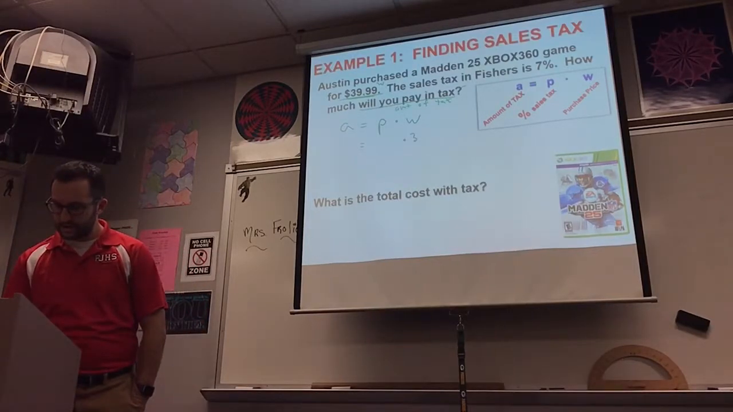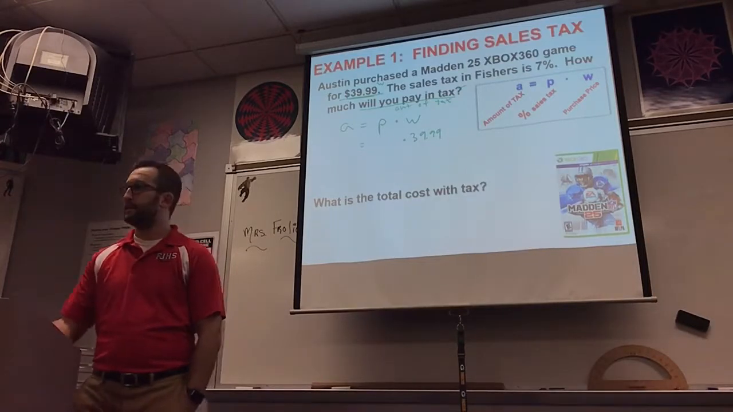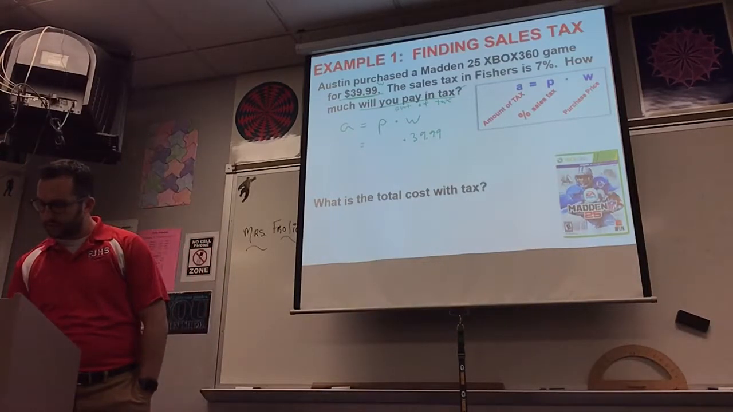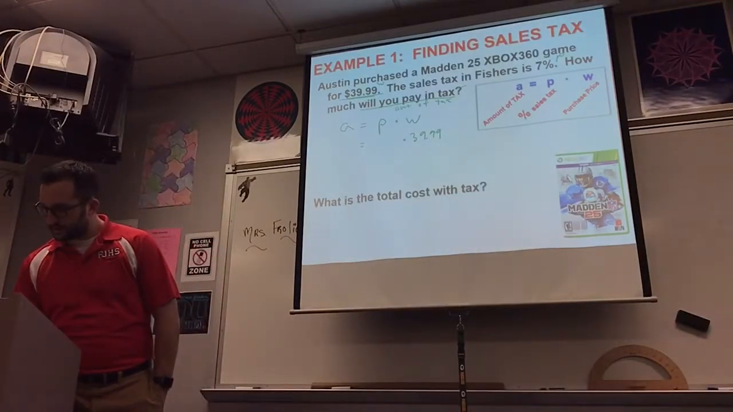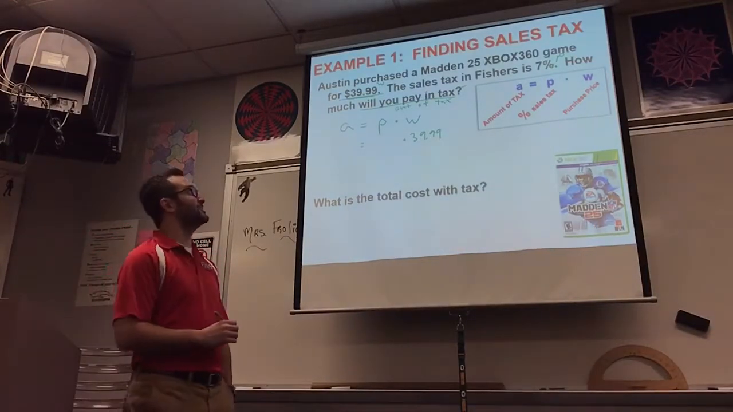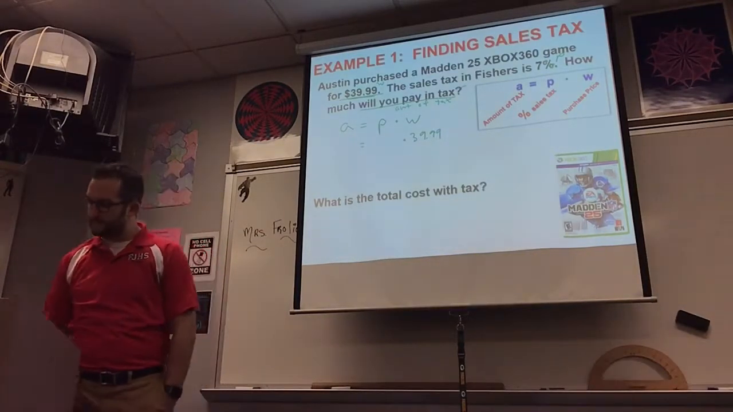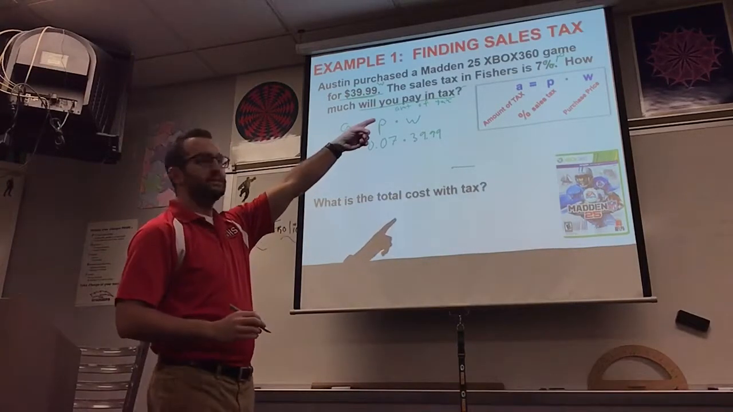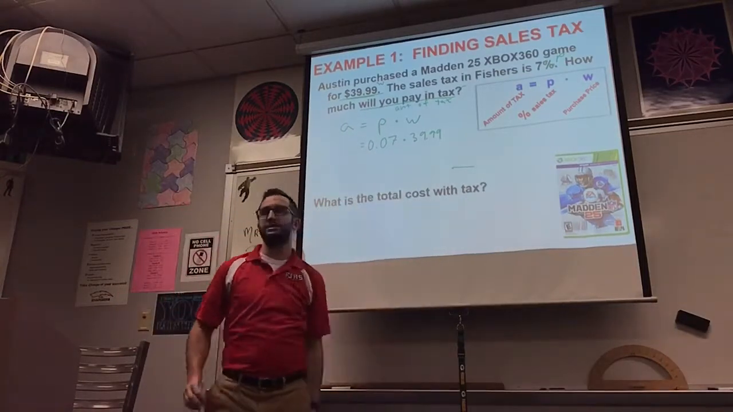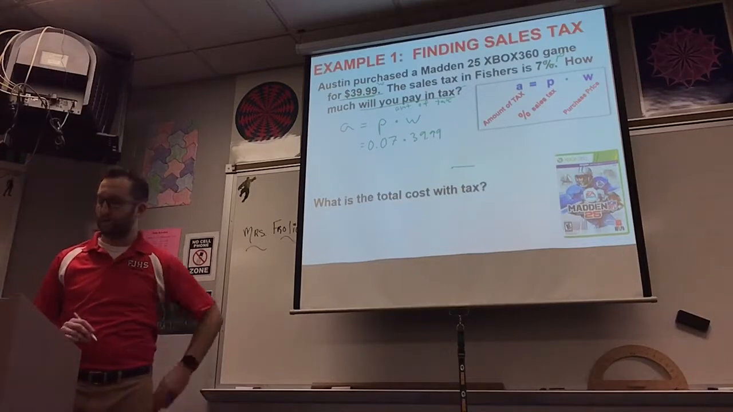So I've got $39.99. What's the P? 7%, and that's where I have to be very careful. It's not 7% that I'm going to plug into my equation. Notice that the percent symbol has 2 zeros. That means I need to move the decimal point 2 spots, right? So this isn't 0.7, it's 0.07. Keep in mind that 7% as a decimal is this. Now, if you did the proportion, you wouldn't put 0.07, you'd put 7 over 100.